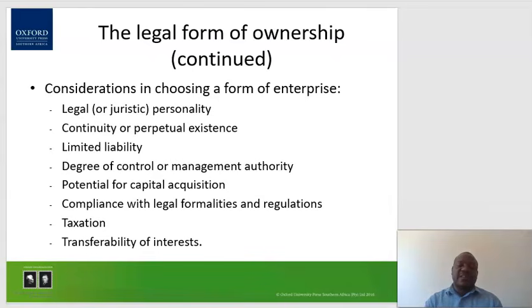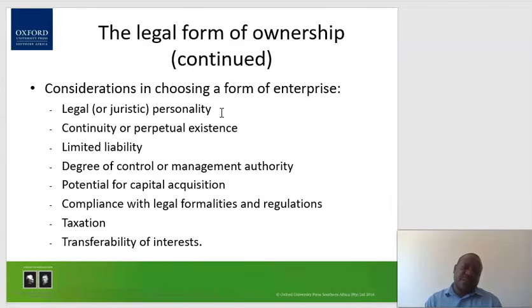So key considerations that entrepreneurs should consider when they are choosing the form of business enterprise include these ones which we are discussing on this particular slide. One being legal or juristic personality. So there are certain forms of business enterprise that have legal personality. In short, we are saying these are regarded as juristic persons or as legal persons. They are actually regarded as separate legal persons by law.